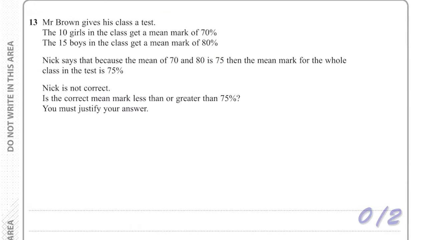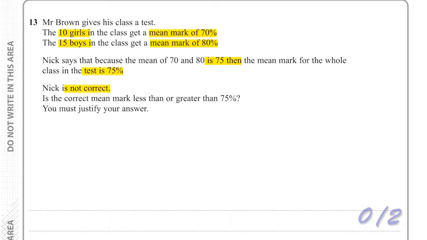Question 13. Mr. Brown gives his class a test. 10 girls in a class get a mean mark of 70. 15 boys in a class get a mean mark of 80%. Now Nick says that because the mean of 70 and 80 is 75, then the mean mark of the whole class is 75%. Nick has made an epic fail.